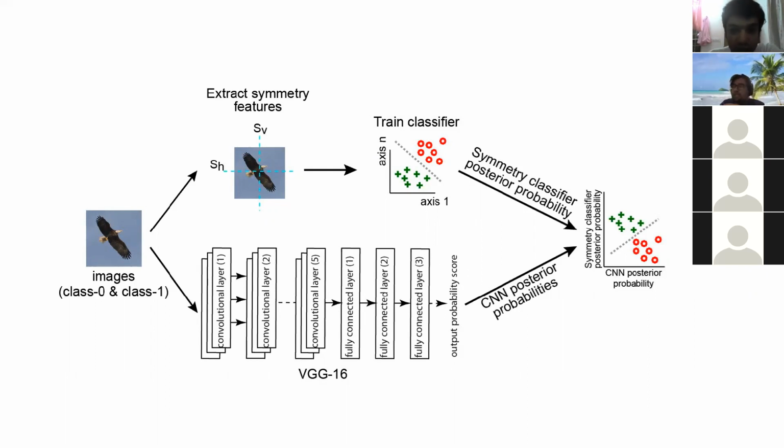So the idea being, if, for example, a particular image didn't have a higher probability score in the CNN, the probability score that you get from the symmetry classifier, if there is any information about symmetry that distinguishes this particular class from the other class, that can actually influence your decision making, right?